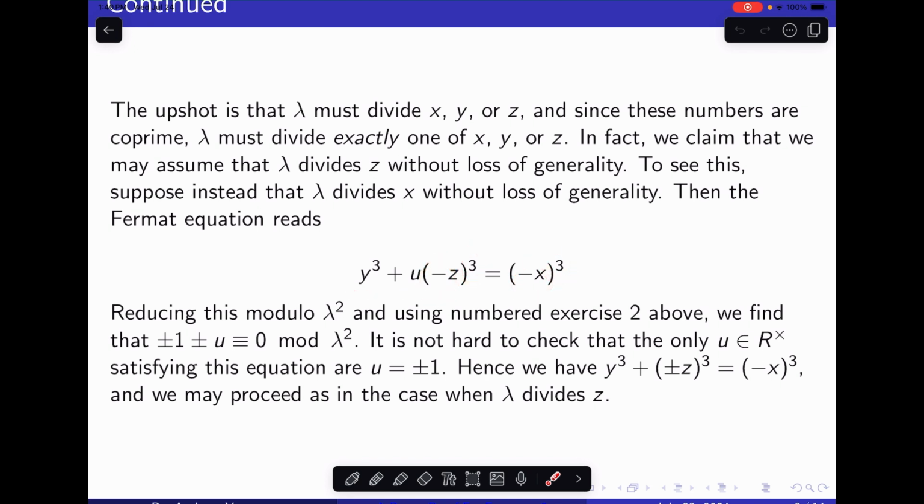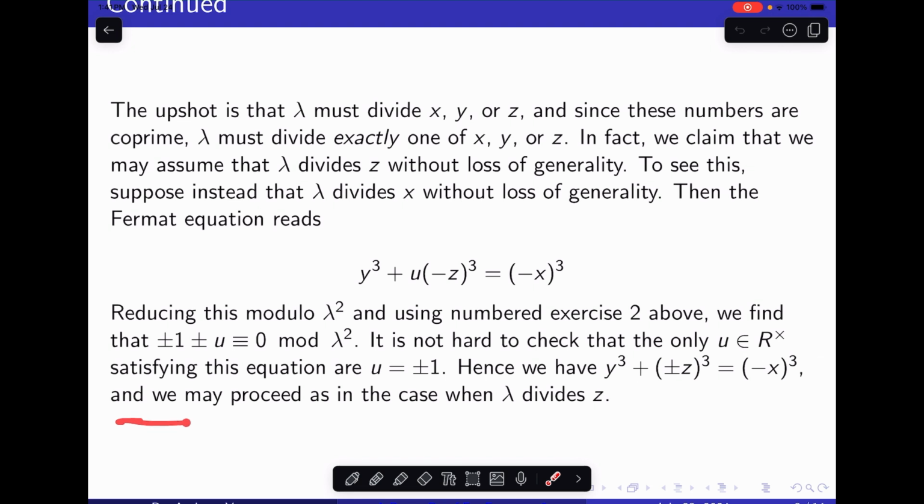If you reduce this modulo lambda squared and use numbered exercise 2 above, you find that this equation has to look like plus or minus 1 plus or minus u equals, okay, lambda divides x, so this will just be 0 mod lambda squared. And again, you can just check by brute force because you know the 6 units in R. The only u's that satisfy this equation are u equal plus or minus 1. Okay, so that's another exercise for you. Okay, so then what does this read? It reads y cubed plus or minus z cubed equals negative x cubed.